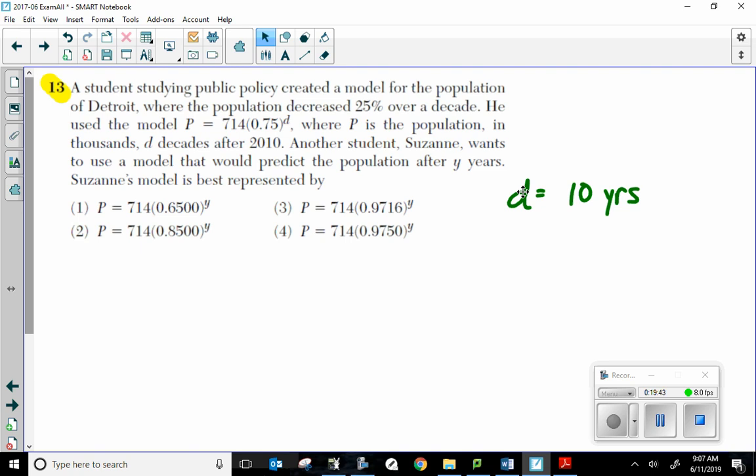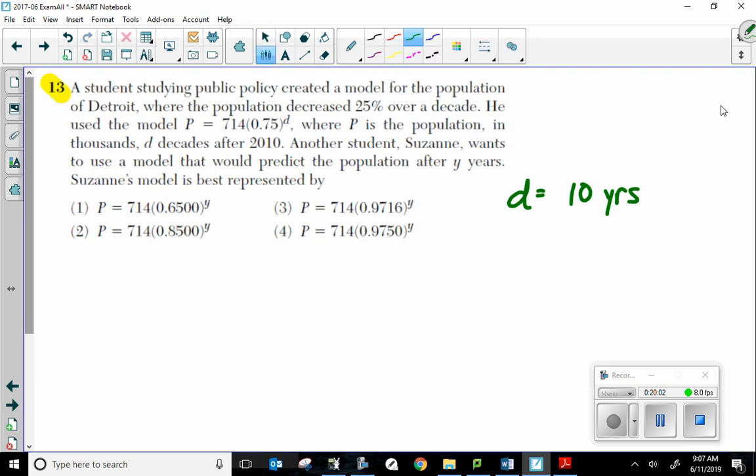Another student, Suzanne, wants to use a model that would predict the population after Y years. Not decades, but years. And this is where the conversion of the exponent is going to happen. So Suzanne's model is best represented by which one of these?